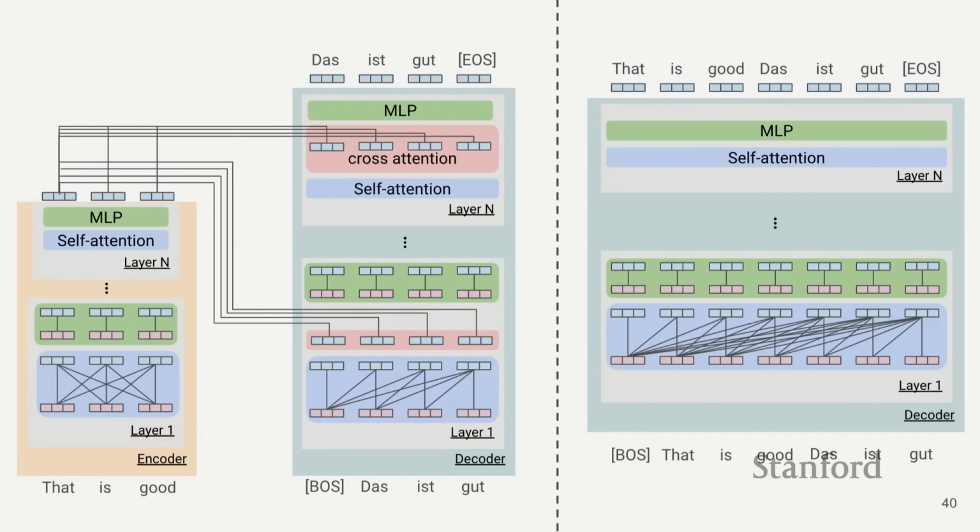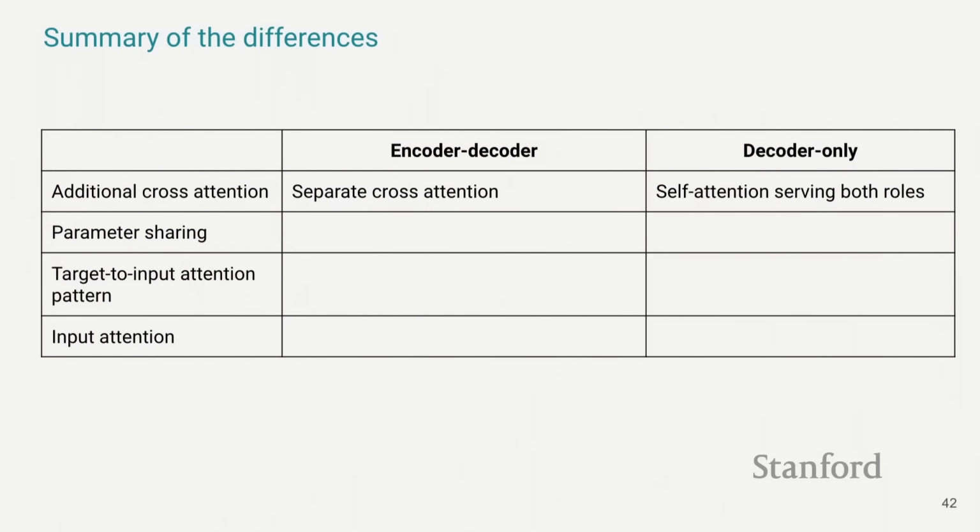And attention mechanism has the four projection matrices. And so self-attention and cross-attention actually have the same number of parameters, same shape. So we can just share them. So that's the first step, share both of these. And then it becomes mostly the same mechanism. So that's the first difference, separate cross-attention or self-attention serving both roles.